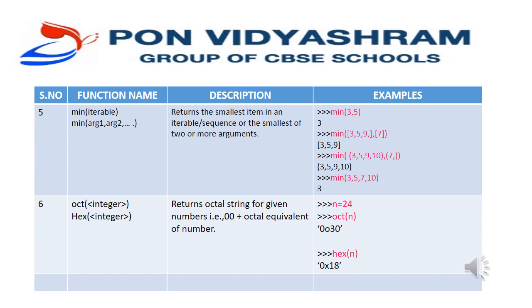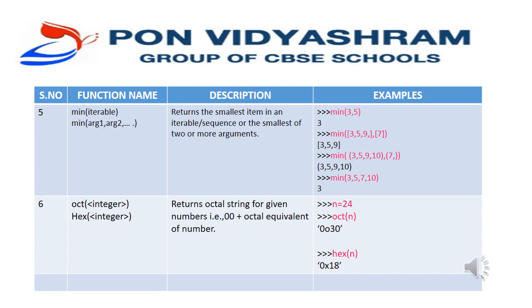And next are the oct and hex functions. By seeing the name, you can find out that oct is used to convert to an octal number, and hex is used to convert to a hexadecimal number. So the oct function returns the octal string for the given number, and the hex function returns the hexadecimal value for the given number.